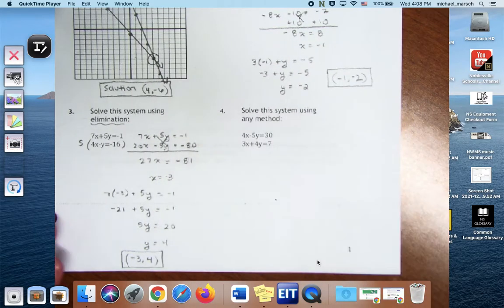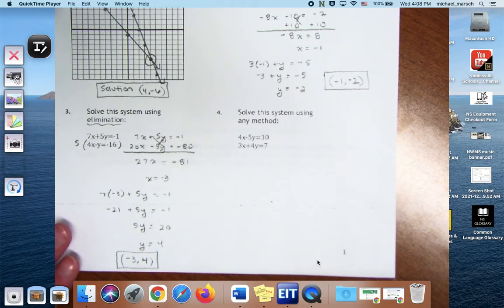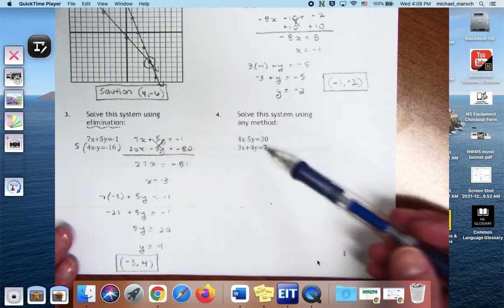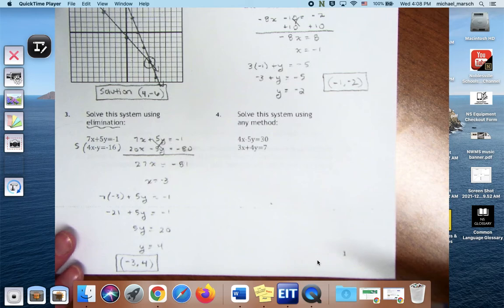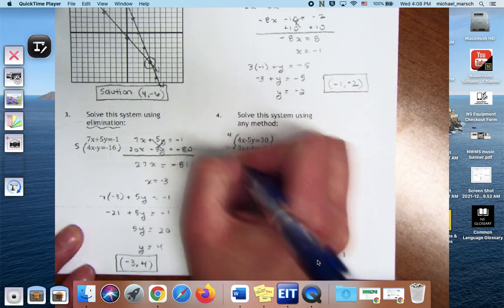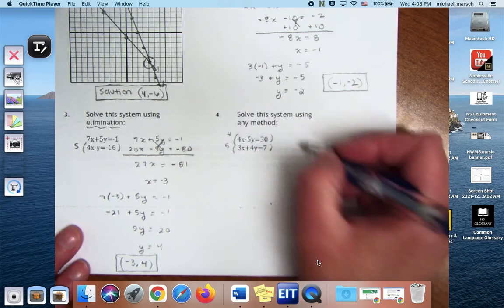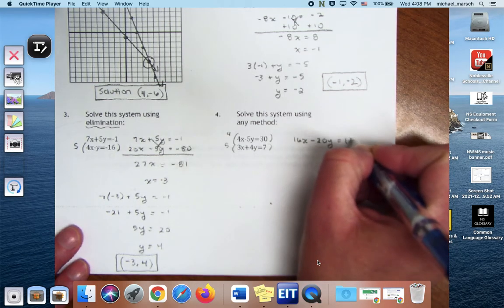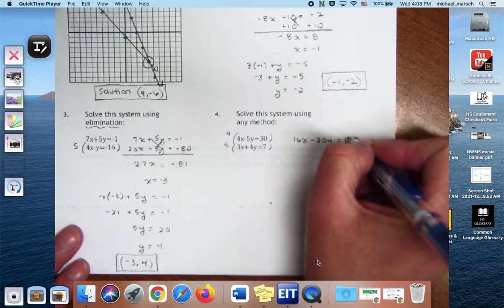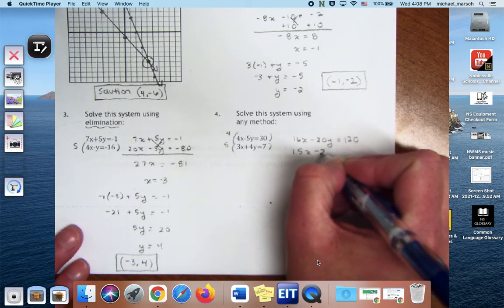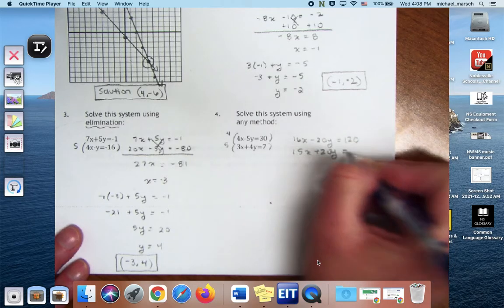And then for this one, I get to do whatever I please. This looks like a perfect opportunity to do elimination because graphing doesn't look fun, and neither does getting one of those values by itself. It just looks kind of like a hot mess. So I'm going to multiply the top by 4 and the bottom by 5 to get rid of the y's. So I'm going to have 16x minus 20y equals 120. At least I remembered there, right? And then I'm going to have 15x plus 20y equals 35.